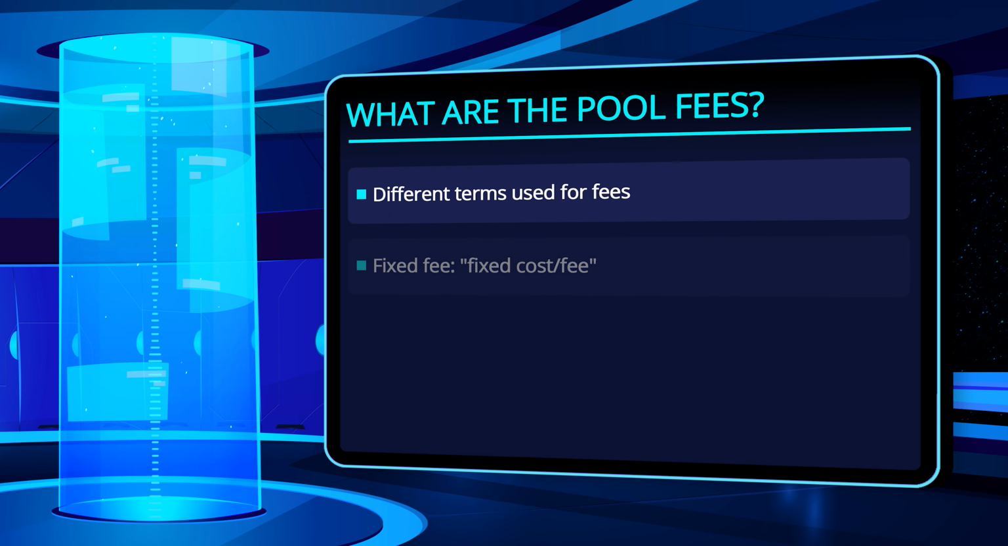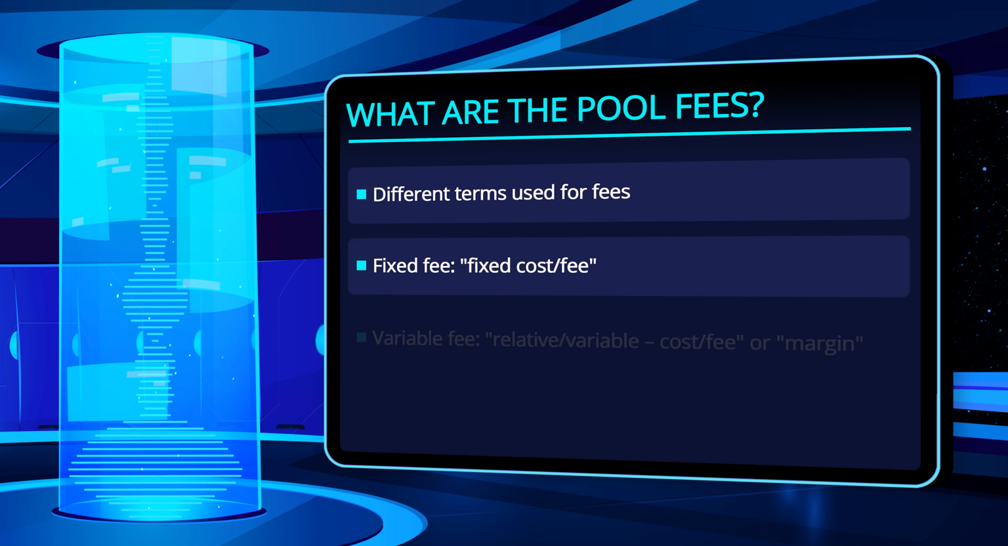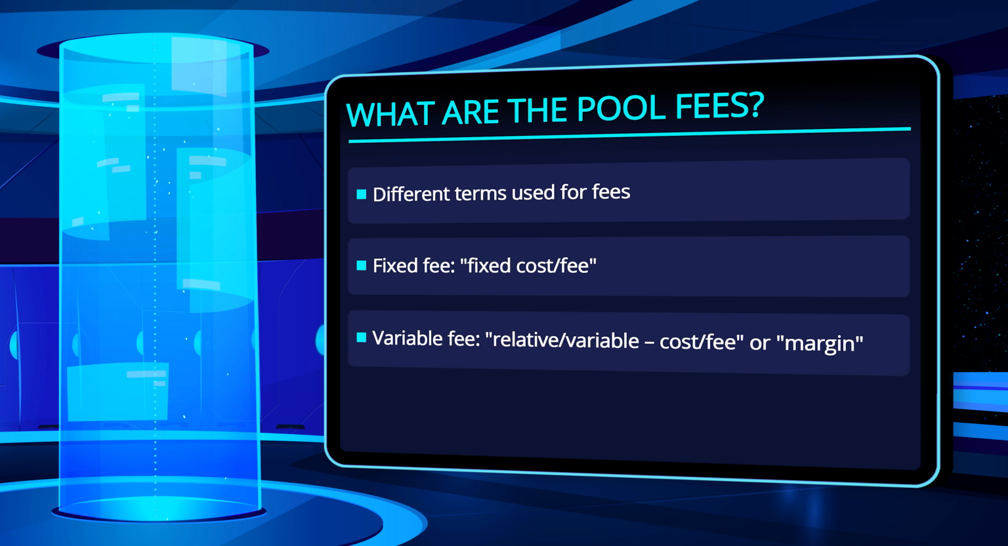Different terms are often used for these 2 pool fees, but they all mean the same thing. The fixed fee is usually referred to as fixed cost, or fixed fee, and the variable as relative cost, relative fee, variable cost, variable fee, or also margin.